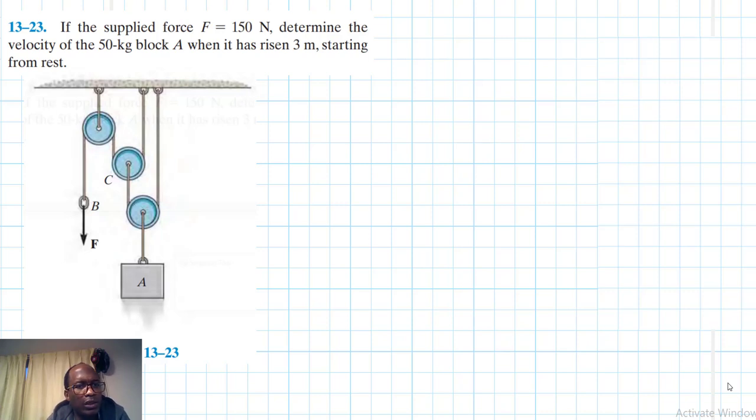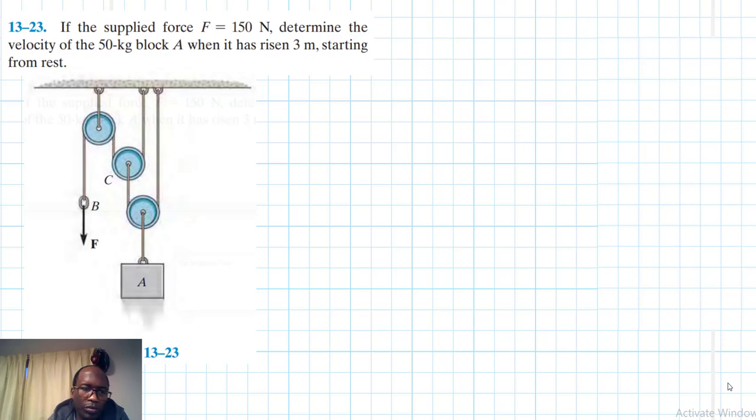If the supplied force F is equal to 150 newtons, determine the velocity of 50 kg block A when it has risen 3 meters starting from rest. This problem is coming from Engineering Mechanics and Dynamics, 14th edition, by R.C. Hibbeler. So we have a system here. There's a force applied of 150 newtons, and we're being asked to determine the velocity of a 50 kg block when it has risen 3 meters starting from rest.